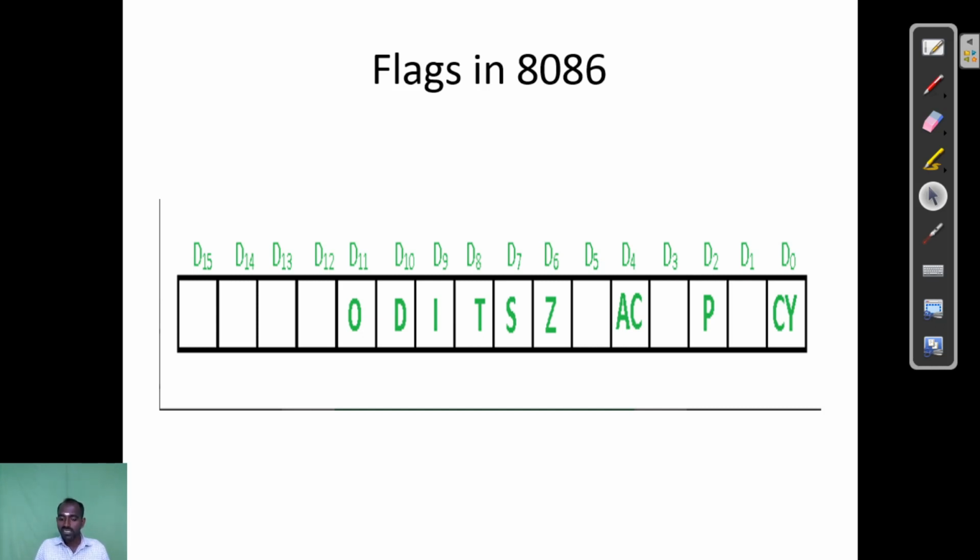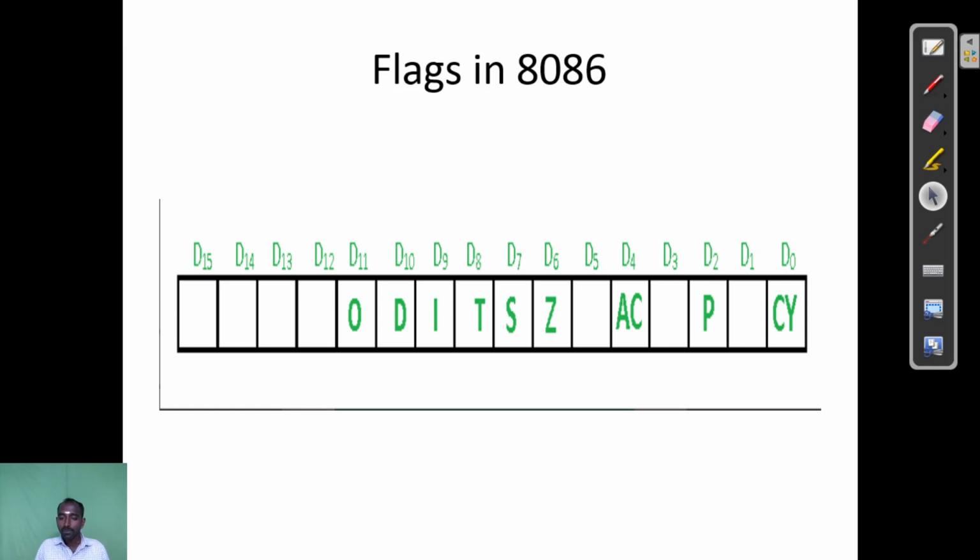Okay, the first flag is the carry flag. The carry flag is set if there is a carry from addition or a borrow from subtraction. So this is the function of the carry flag. It indicates the carry. If it is set, there is a carry from addition or a borrow from subtraction.